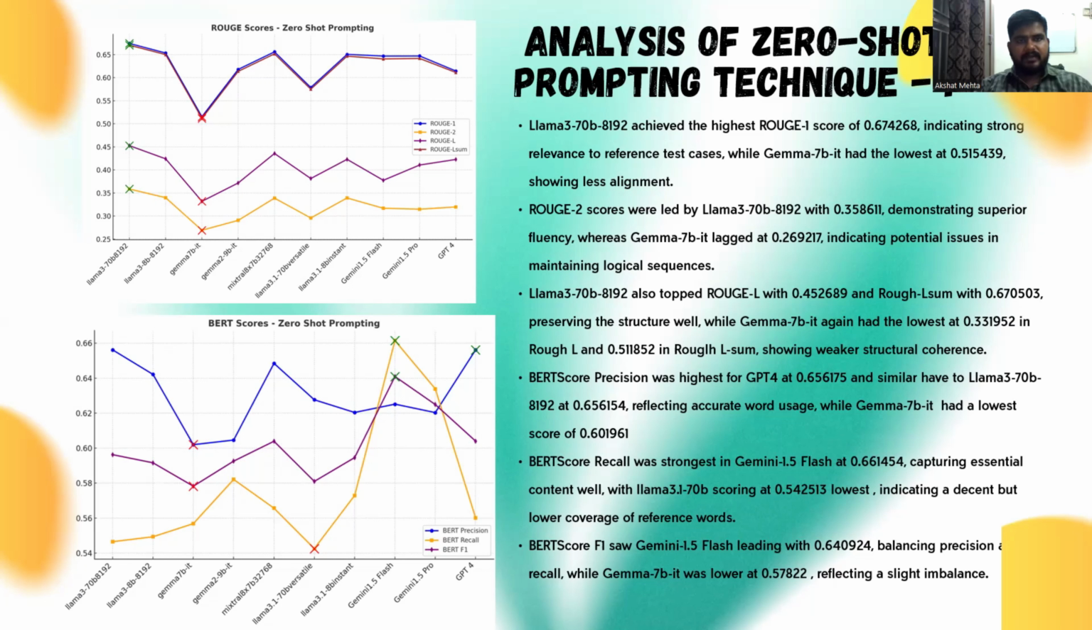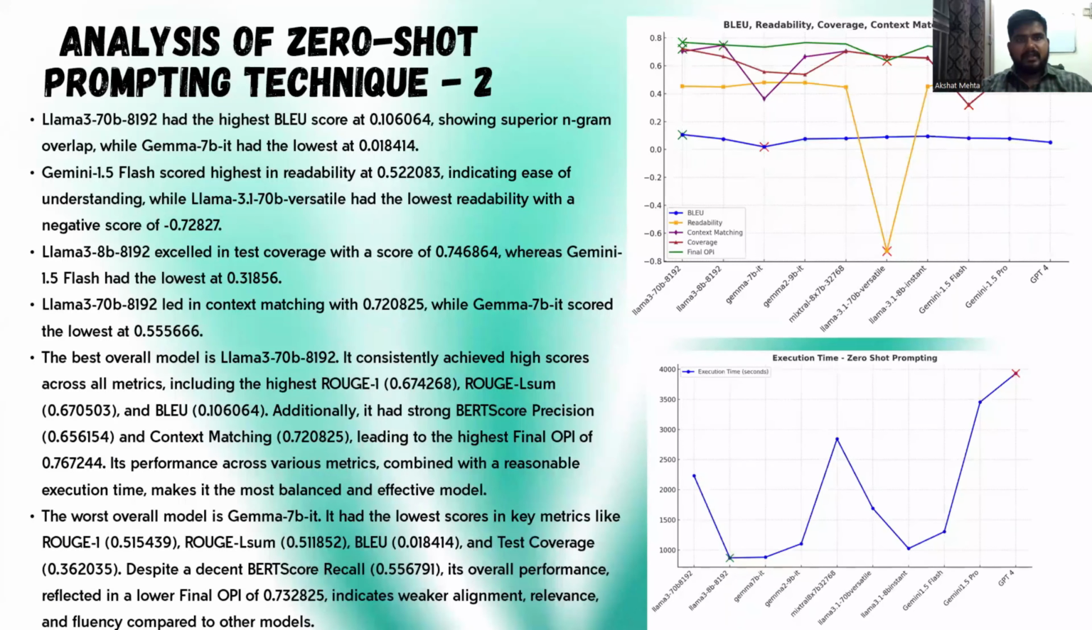In summary, Llama 3 70 billion 8192 consistently performed well, while Gemma 7B it faced challenges in relevance and structure. Continuing with the next results, the zero shot prompting technique. Let's focus on the additional metrics, like BLEU scores.